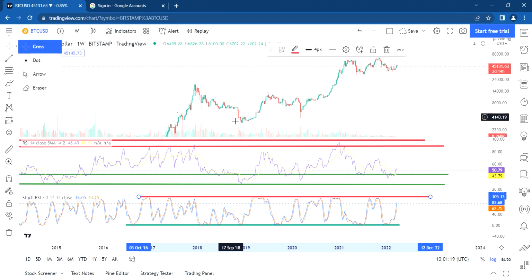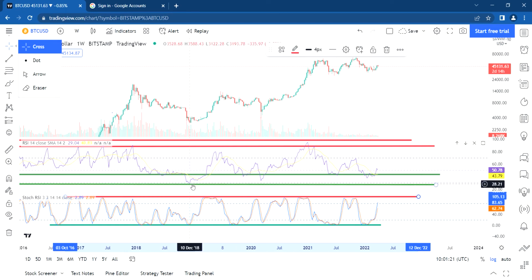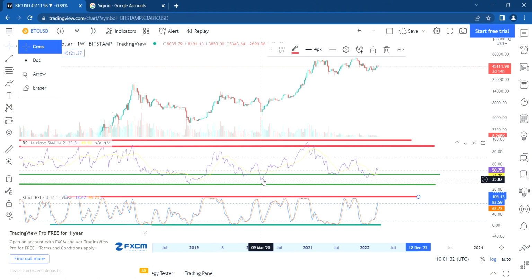Here we can see that you'd have bought. You see the RSI is in the green zone, you see the stochastic in the green zone, and boom, we go up. Same thing here: green zone, boom, up; green zone, boom, up; green zone, and up. And we still pointed up.